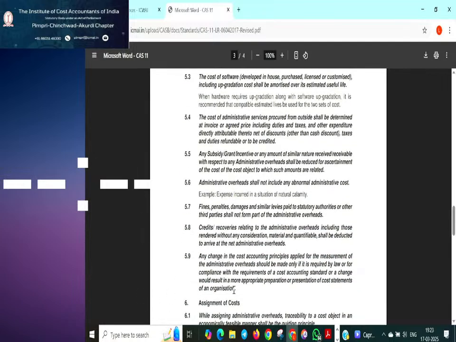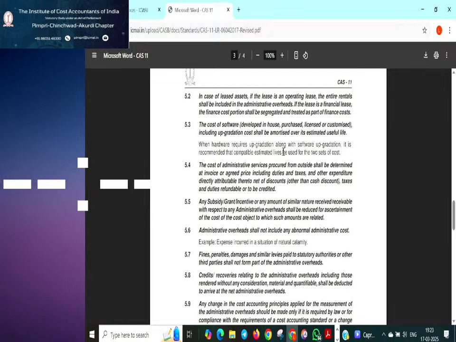Then coming to cost of software developed in-house or purchased or licensed or customized, including upgradation cost, shall be amortized over its estimated useful life. So it is regarding the cost of software. Software is an intangible asset. Intangibles we always amortize, but it could be developed in-house, that is, through R&D you would have developed the software. Another thing is you would have purchased from outside, or it is a licensed product, or you have purchased and then you have worked on the customization.